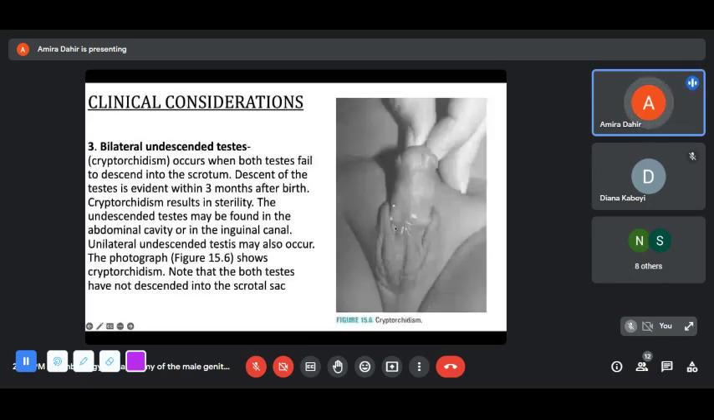We also have bilateral undescended testis, also known as cryptorchidism, which occurs when both testes fail to descend into the scrotum. Descent of the testis is evident within 3 months after birth, and this condition results in sterility. Undescended testis may be found in the abdominal cavity or in the inguinal canal. So in this picture, you can see on both sides these undescended testis.